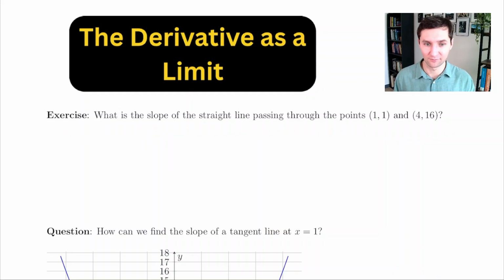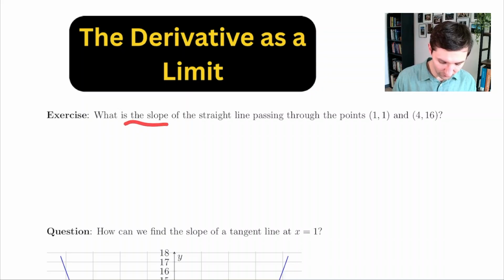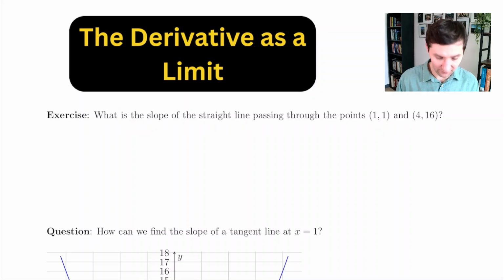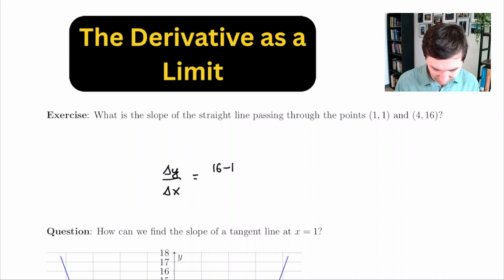To find the slope of the straight line passing through these 2 points, I compute the difference in the y values of the 2 points and I divide it by the difference in the x values of the 2 points. In our case, that is 16 minus 1 divided by 4 minus 1. This is 15 divided by 3, which is 5.